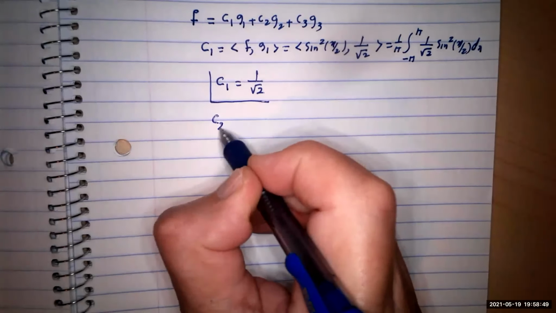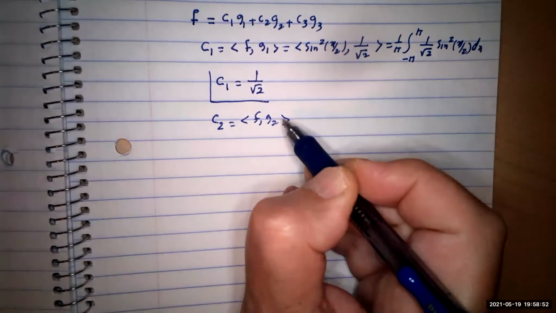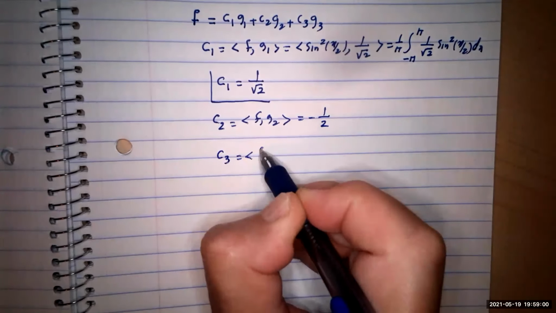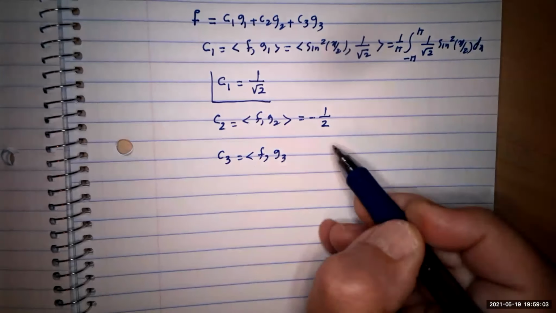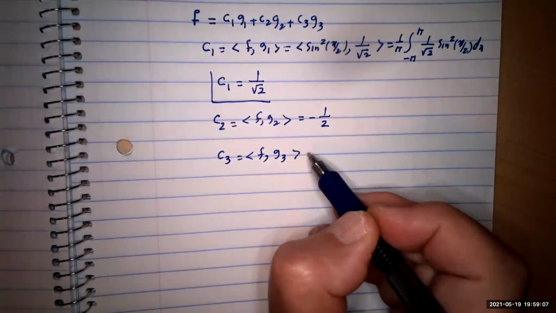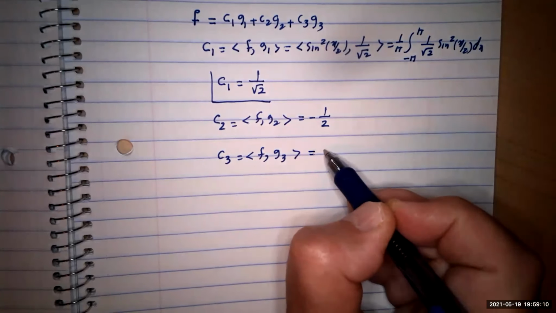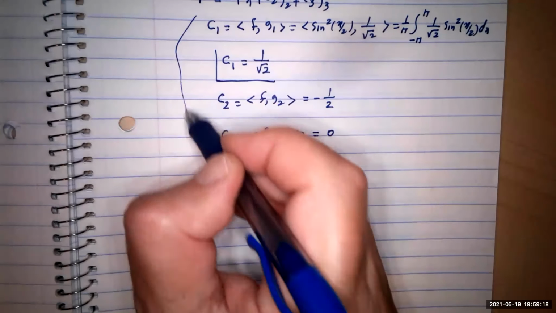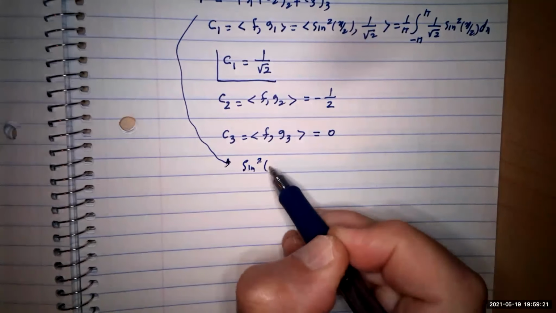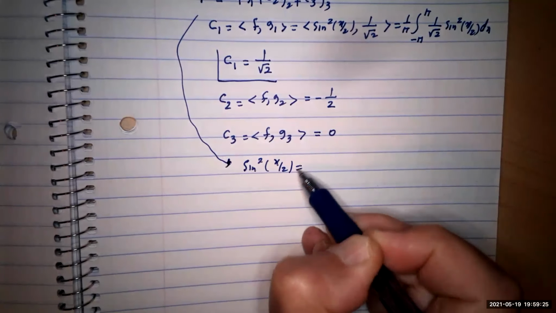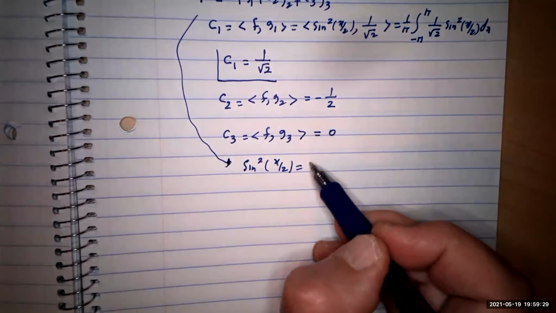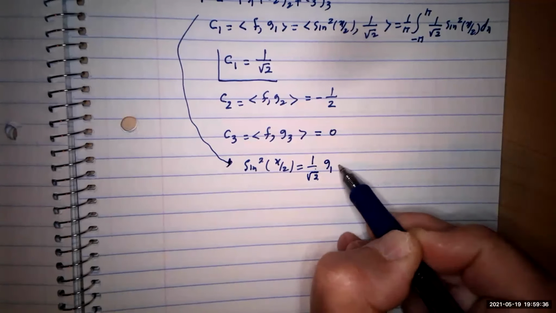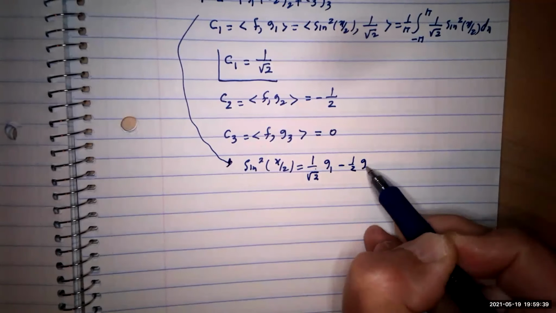And c2 is going to be the inner product of f and g2. If you operate it, that gives negative half. And c3 is going to be f and g3. These are not easy integrals to find, so just take it as an example. So basically, the expansion of the sine square of x half is going to be simply 1 half times 1 over radical 2 g1 minus 1 half of g2.